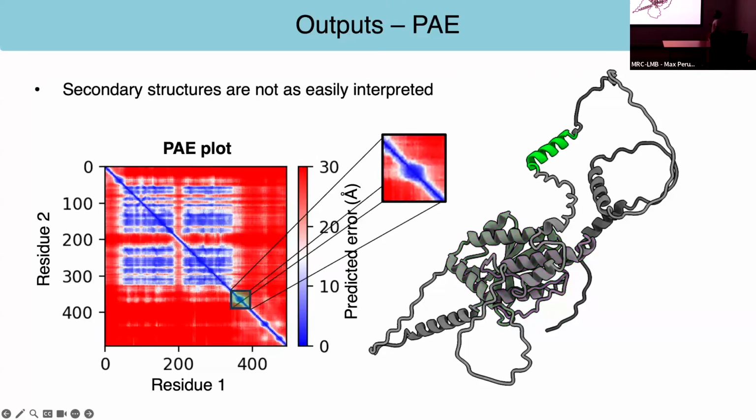Now, it's not so useful for things like alpha helices. Like here is this alpha helix. In the PAE plot, right, you're only confident with respect to your immediate neighbor. So this doesn't really come out in the PAE plot as clearly. So if this is something that you're trying to interpret from the prediction, you would rather look at the pLDDT, which is giving you more per-residue confidence.